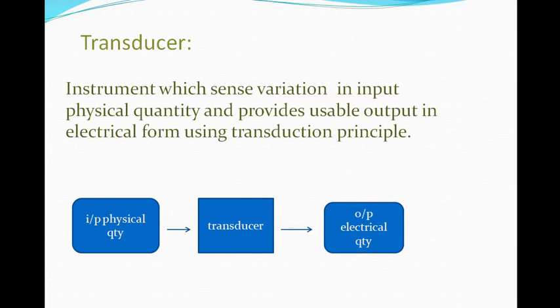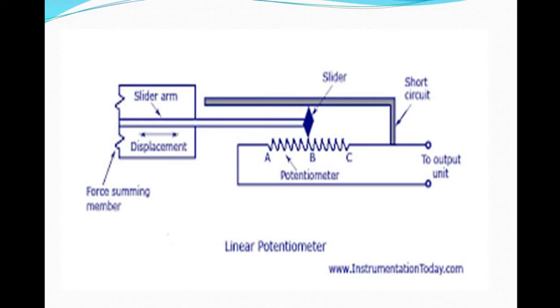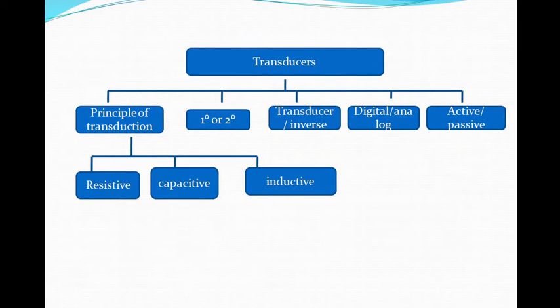So next we have the transducer. These are instruments which sense variation in input physical quantity and provide usable output in electrical form using the transduction principle. Basically, these are sensors that produce output in electrical form. The best example is the potentiometer. A potentiometer senses variation in displacement and produces output in the form of voltage.